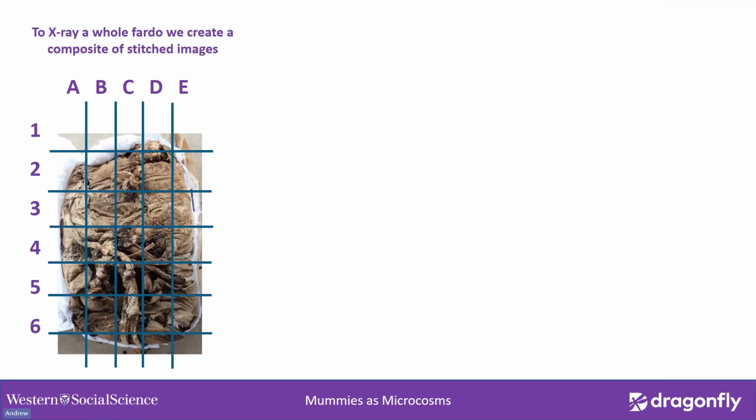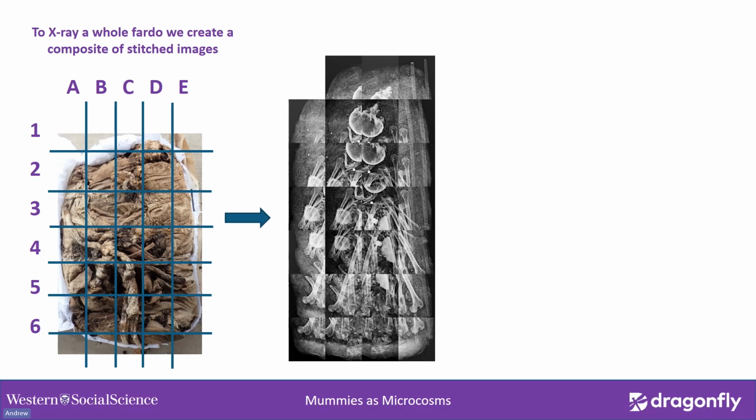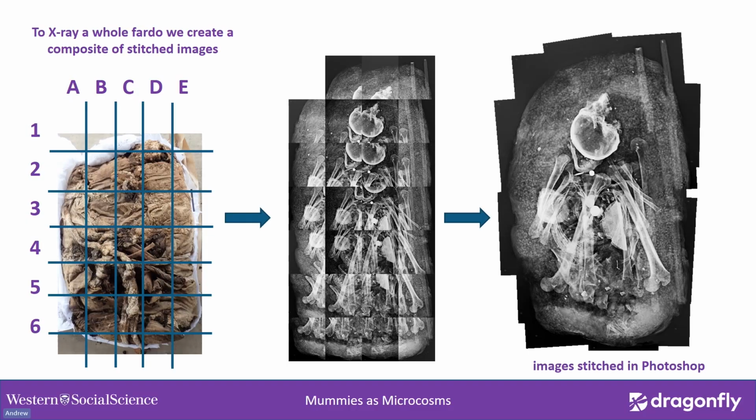In order to do the X-ray, our X-ray panels have changed in size over the years. Back in 2019, it was only a 20 by 30 centimeter panel. And so we had to take a lot of X-rays of the individual fardos to get coverage of the complete one. And then those all get stitched together in Photoshop to produce the final composite mosaic image.